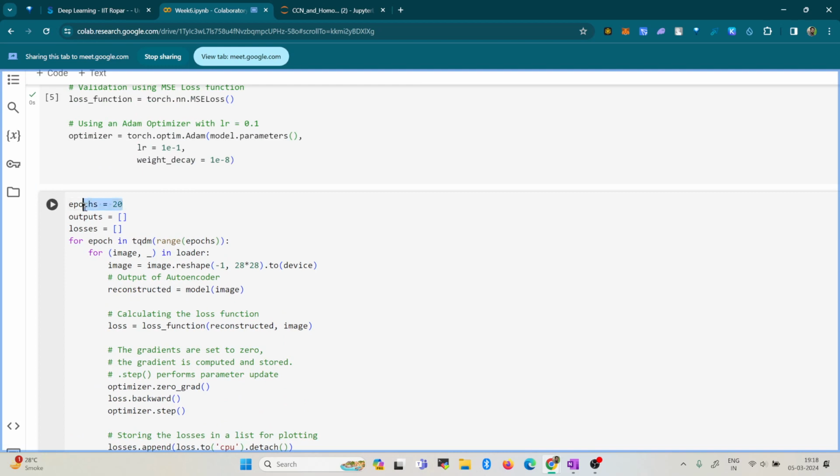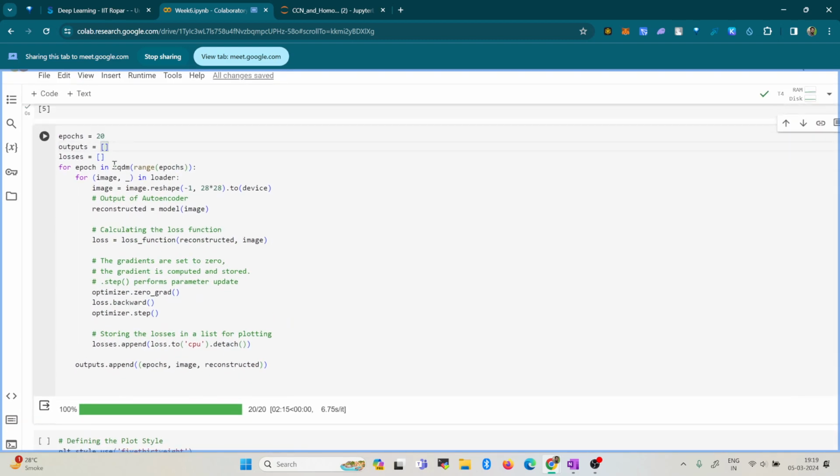This is the number of epochs. One epoch means when you have exhausted all your data points. One iteration would mean you have picked 512 data points and you have updated your weights. Then you will pick the next 512 data points, and this is the second iteration. When you have exhausted all your data points once, that would be one epoch, and I'm training it for 20 epochs.